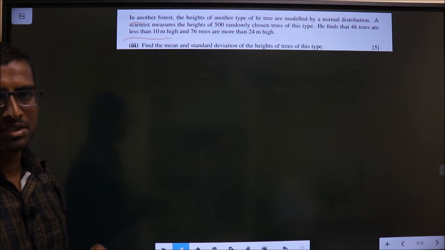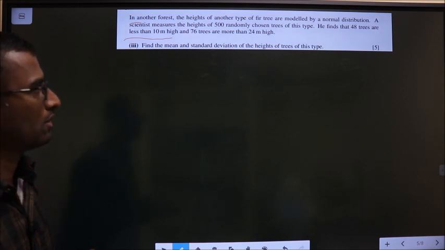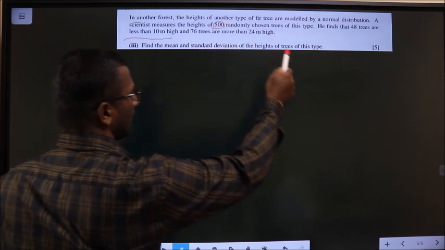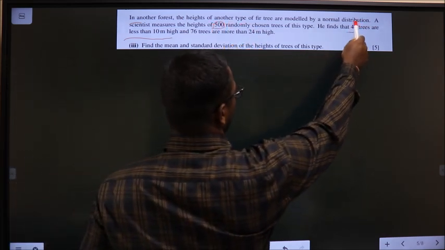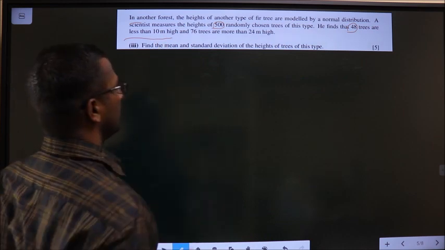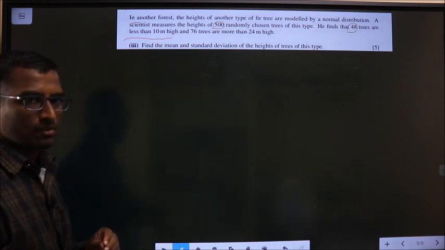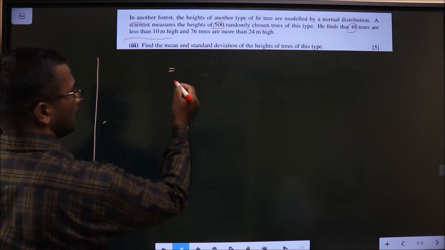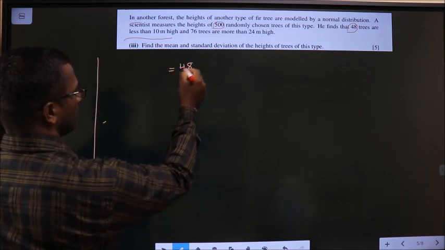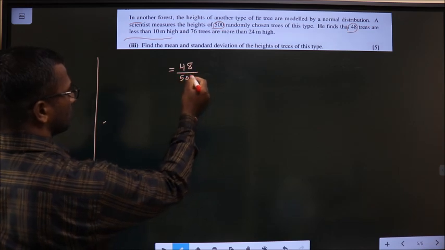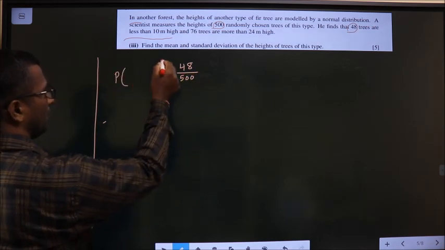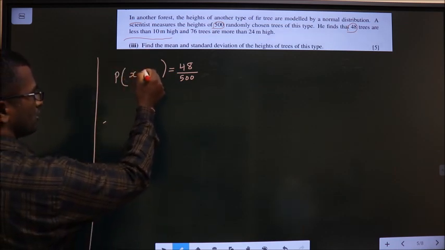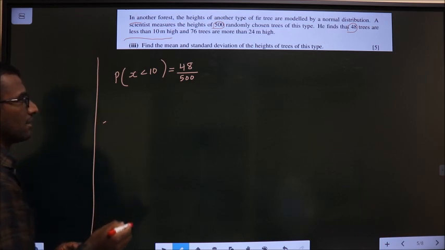We have come across information, so let us make a note. He said the total is 500. In that, 48 trees are less than 10-meter high. So the probability will be 48 by the total 500. And the condition here means less than 10, so x is less than 10.